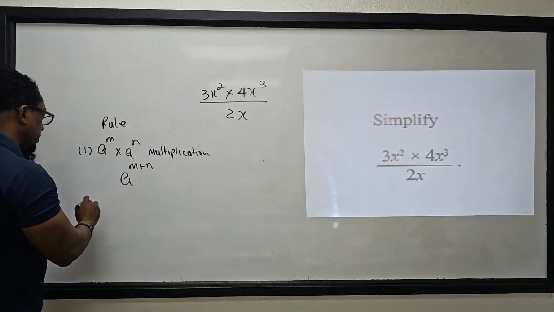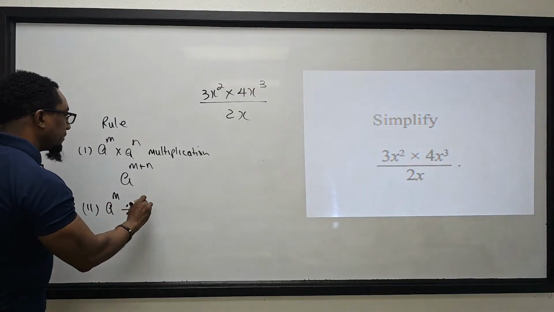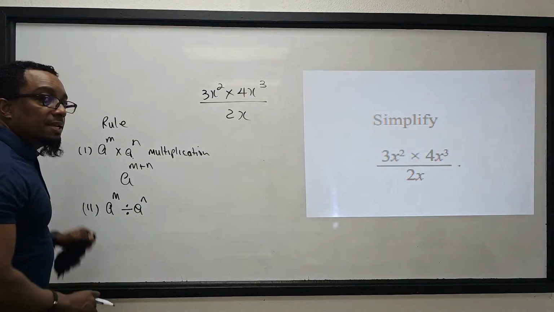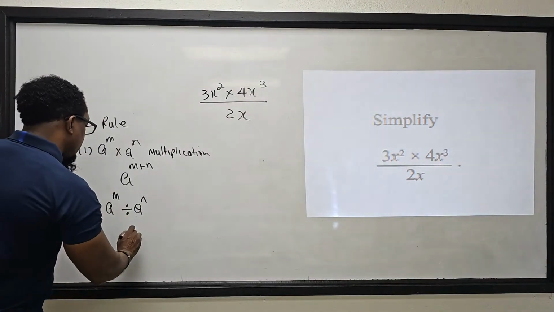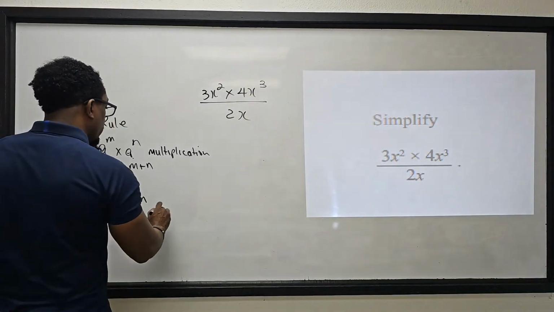So the rule of division will be, if I have a to the power of m divided by a to the power of n, once I have the same base, I maintain the base a, and the powers you subtract. So this is the law, or rule, of division.